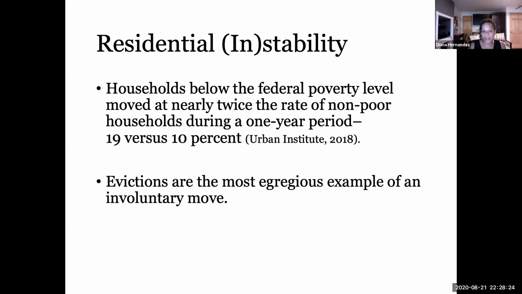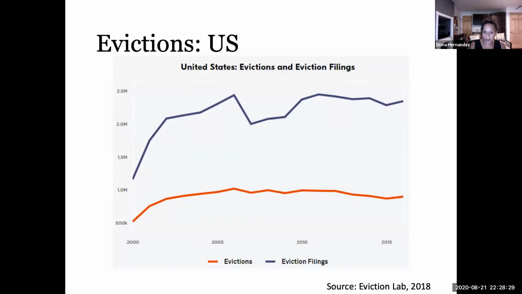And evictions are really the most egregious example of an involuntary move. This data is from the Eviction Lab, Matt Desmond's work, and it ends around 2015. Basically, the red line is evictions, and then the eviction filings. And what you see is that many people actually leave in anticipation of an eviction, right? They haven't necessarily been evicted, but they're en route to eviction, and that is what triggers the mobility.